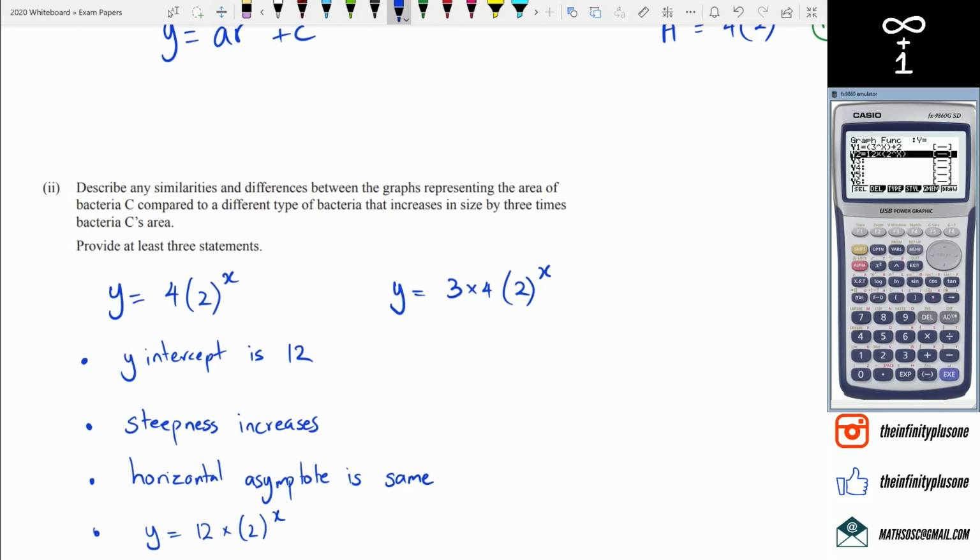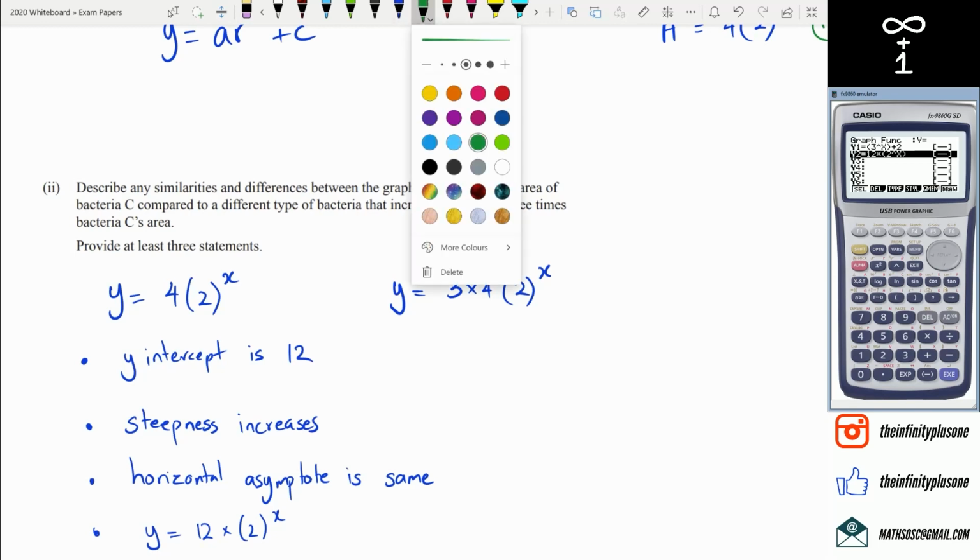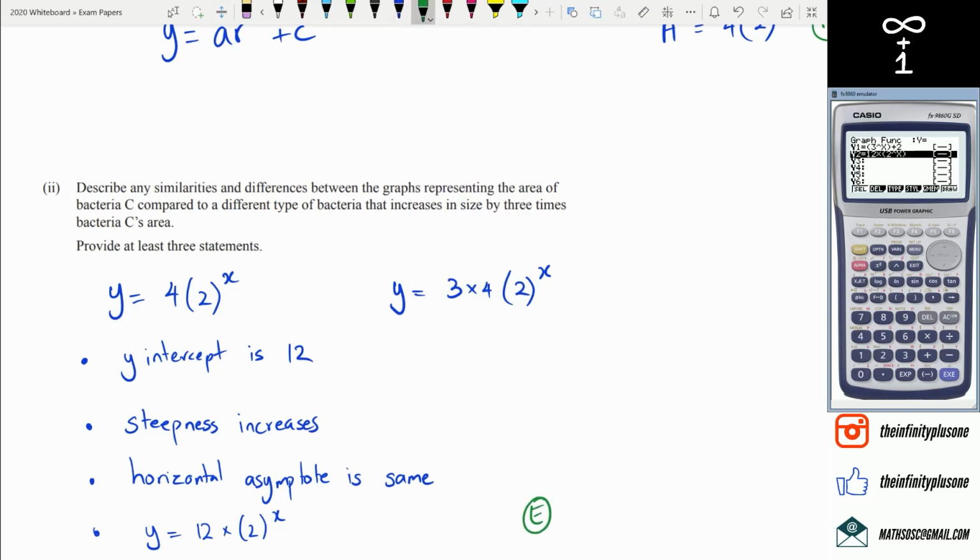So how does this work for grades? I'm just going to put down for excellence, you're going to need 2 statements and an equation, or you could actually give 3 statements. For merit, you're looking at 2 statements, and for achieved, you're looking at 1 statement. Really strange that they ask you to provide 3 statements, and then after that, you pretty much can just write an equation and it actually gets counted.